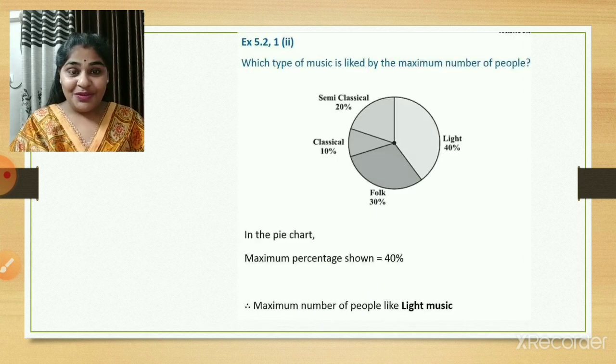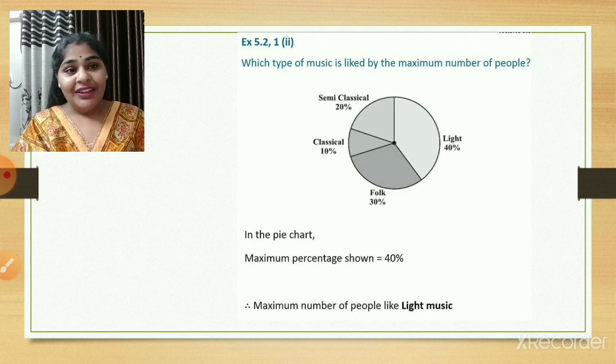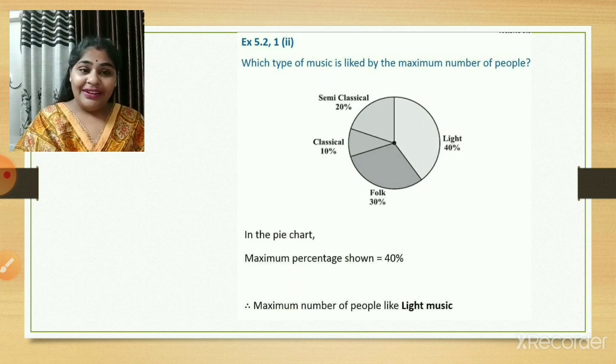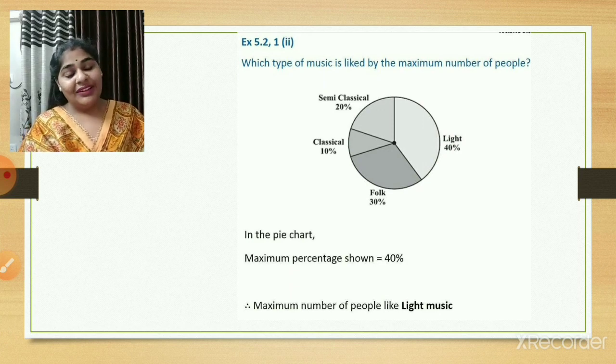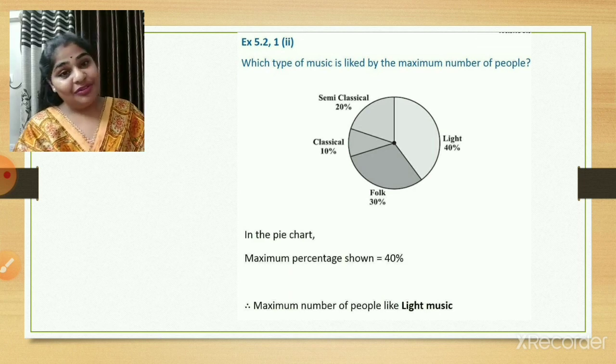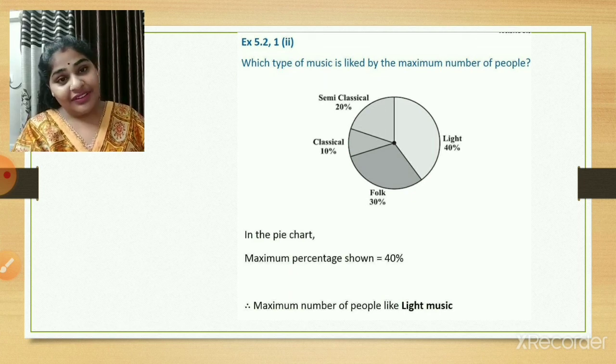So this is the next one, that is question number 2. Which type of music is liked by the maximum number of people? Now here there is no need to do any calculation. Looking at the pie chart only, you can see that the maximum is 40%. Here you can see they like light music. So you can write the answer directly: the maximum number of people like light music. You have to note all these answers down in your classwork, children. No need to draw the pie chart because it is already given in the question.